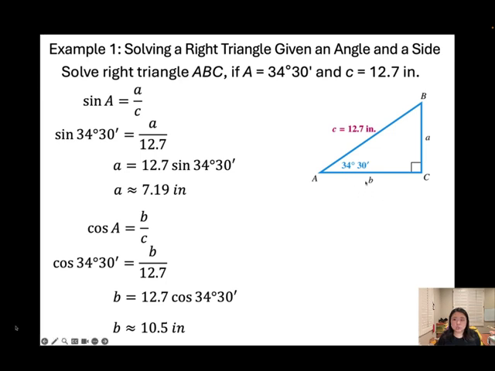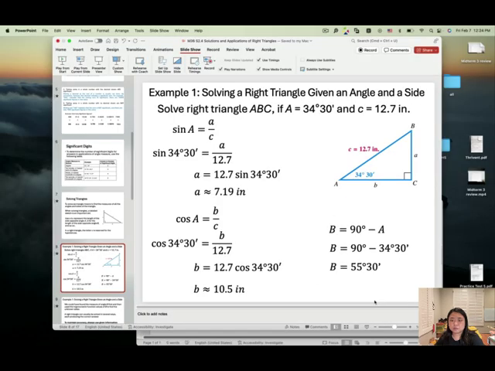Now, we need to find the angle B. Okay, we know the angle A and angle C already. So we could do 90 minus angle A. Plug it in. Now you have 90 degrees minus 34 degrees, 30 minutes. Okay, let me show you guys how you get this answer.